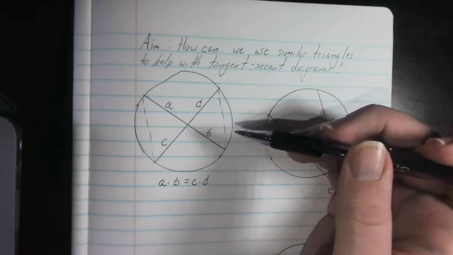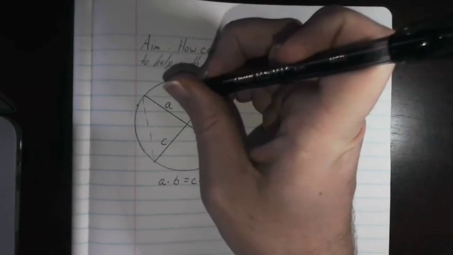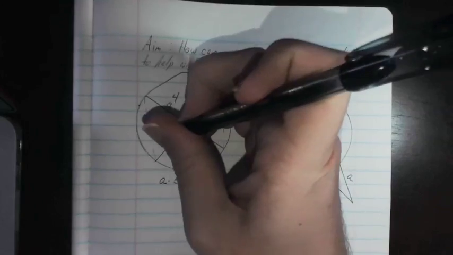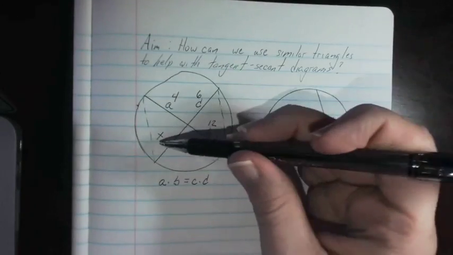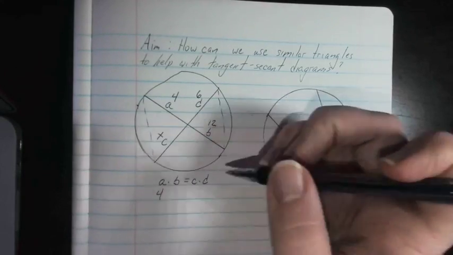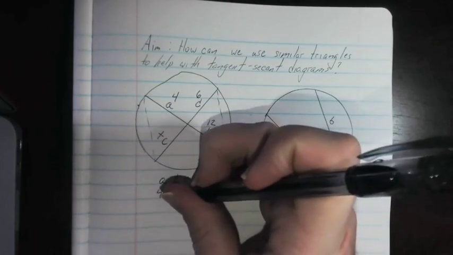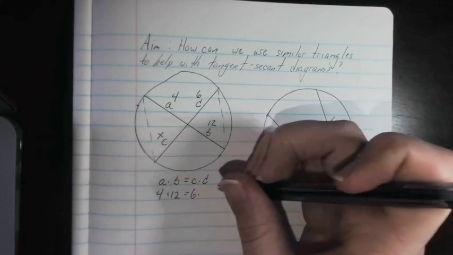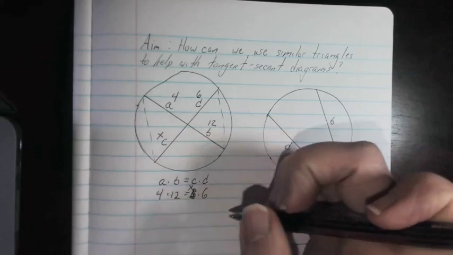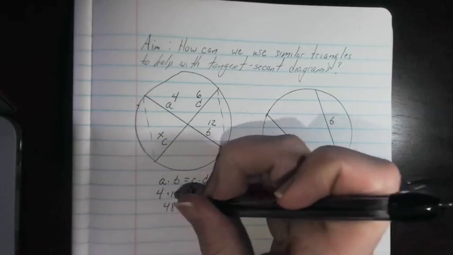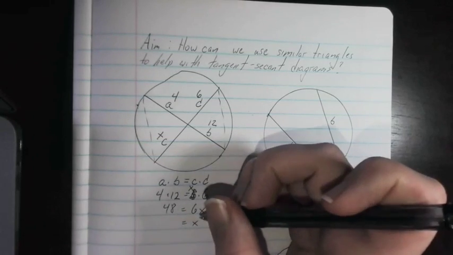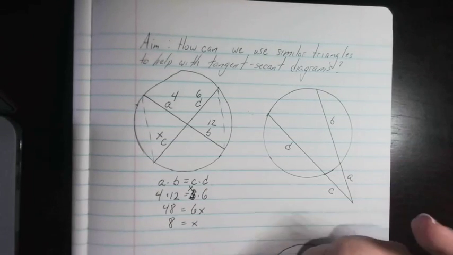Now, what this could look like is suppose this was totally not drawn to scale. 4 and 12, x and 6. If I wanted to find x, I would set up this equation. Well, 4 is just A, 12 is B, C is x, and D is 6. Well, this would just be 48 equals 6x. So then we solve it out, and we're going to get 8. And that would be our answer, 8.